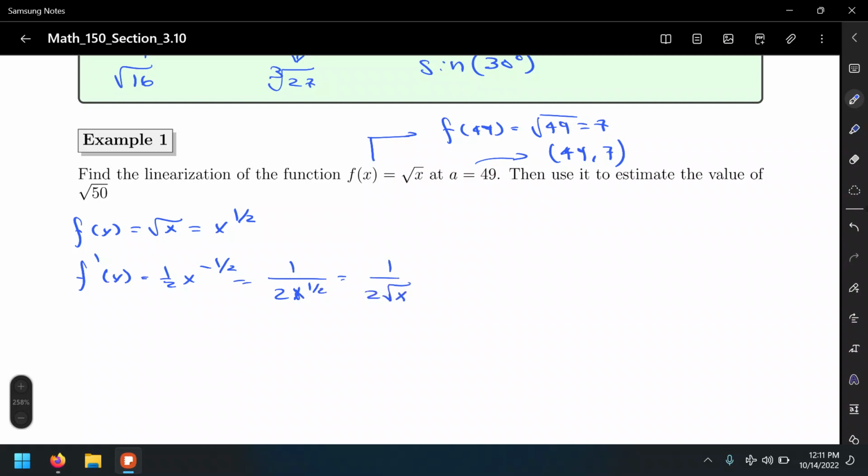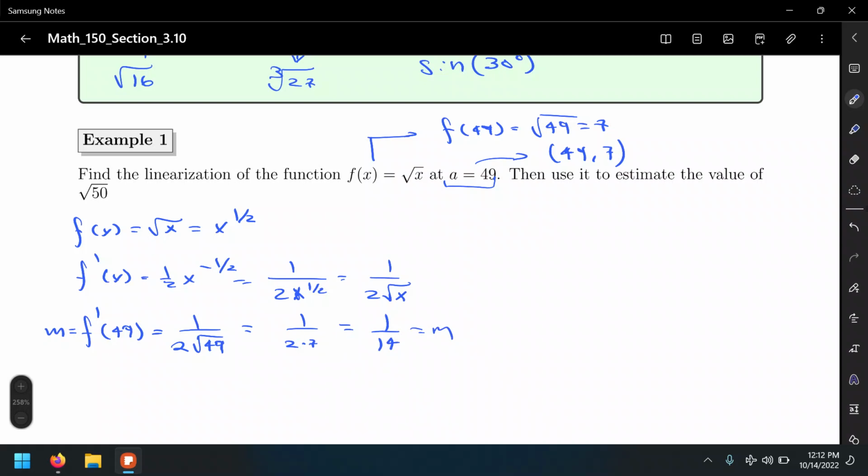All right. So this derivative is an expression to find the slope of the function square root of x at any particular value of x. Well, in this case, we're interested in the slope at a equals 49. So let's evaluate. So the slope m will be the derivative evaluated at 49, which in this case is 1 over 2 times the square root of 49, which is 1 over 2 times 7, which is 1 over 14. So that's the slope. I'm going to write m again.